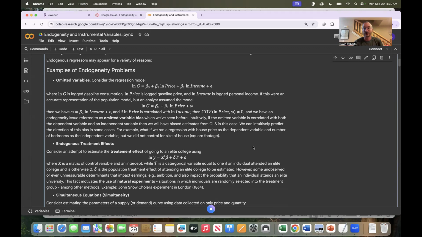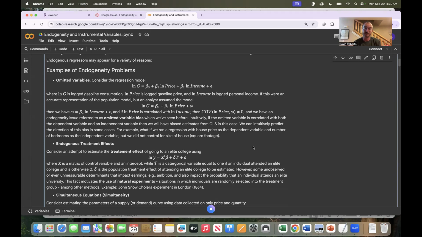This is something we've seen. If we simulate data, we can see it. But in general, we're going to go collect data from the real world that's not simulated. So we can't really see this problem. We only might have a theoretical reason to believe that this problem exists.